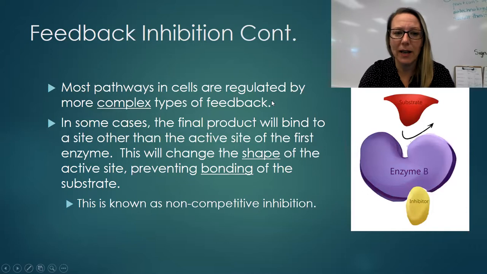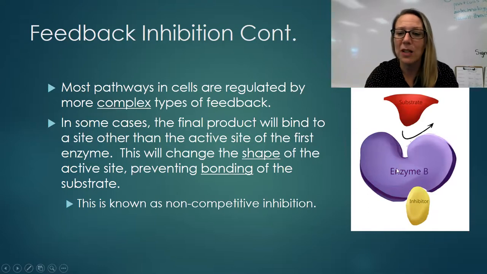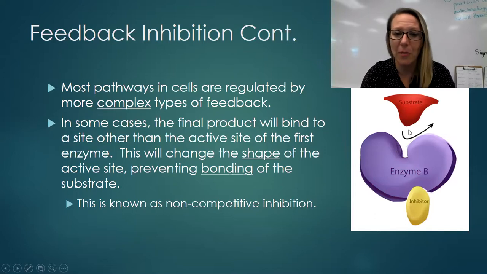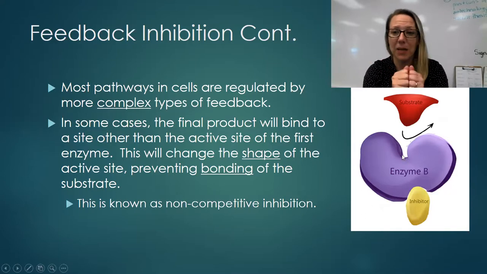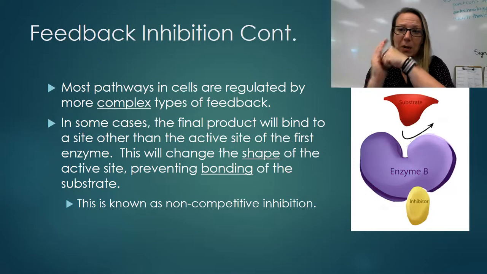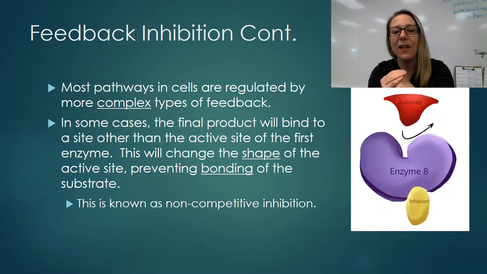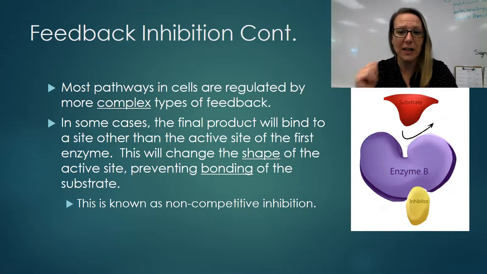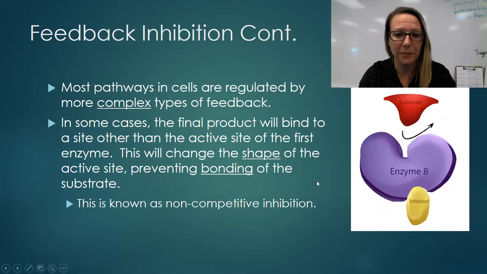Most pathways in our cells are regulated by more complex types of feedback, so it might not fill the active site. What happens is it could bond to a different site on the enzyme, but because it's bonding to the protein, it also changes the shape of the active site, and therefore it also will not bond. So if it fills the active site, that is called competitive because it's competing, this is the active site, it's competing for it, so nobody else can get in. If it is joining at a different area and still changing the shape of the active site, that's called non-competitive inhibition. It's not competing for the site, but it's still inhibiting it.